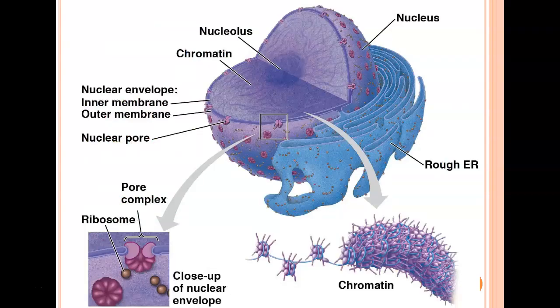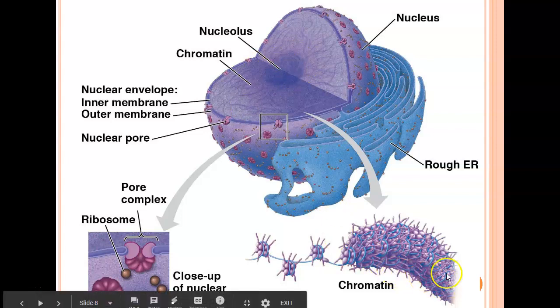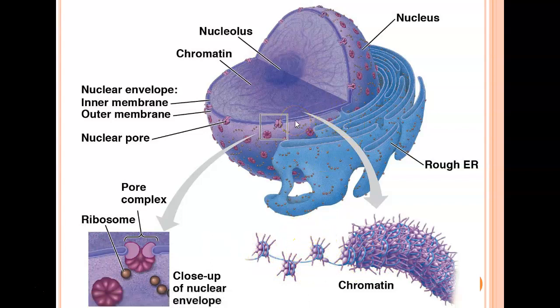Here's just another picture of kind of what that looks like. You can see kind of the chromatin in the middle. The nucleolus is in the center where the ribosomal subunits are made. You can see that chromatin kind of looks like this. It is DNA kind of wrapped around proteins that we will learn about, but it looks a little bit like balls on a string. And then, as mentioned, the nuclear envelope here that contains a double membrane is continuous with the rough ER.